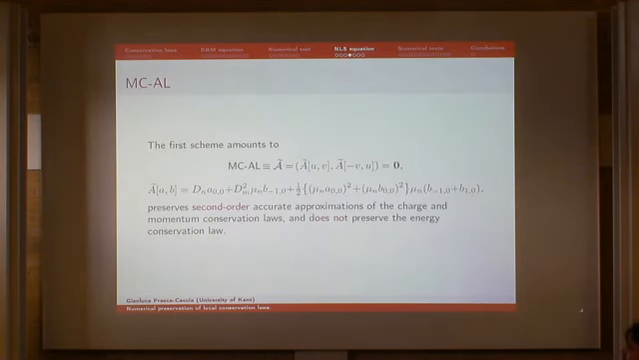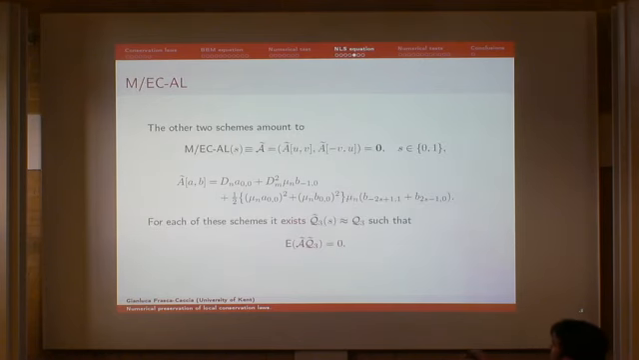One is this one, that I denote with MC, momentum conserving Ablowitz-Ladik. It amounts basically to applying the midpoint method in time to the Ablowitz-Ladik scheme. It preserves second order accurate approximations of both the charge and the momentum, but does not preserve the energy conservation law. So whatever you choose for Q3 you will never be able to preserve the conservation law of the energy with this method.